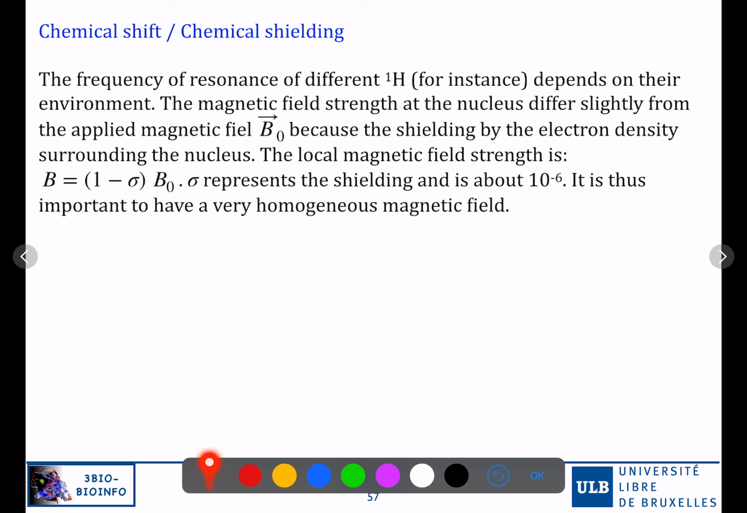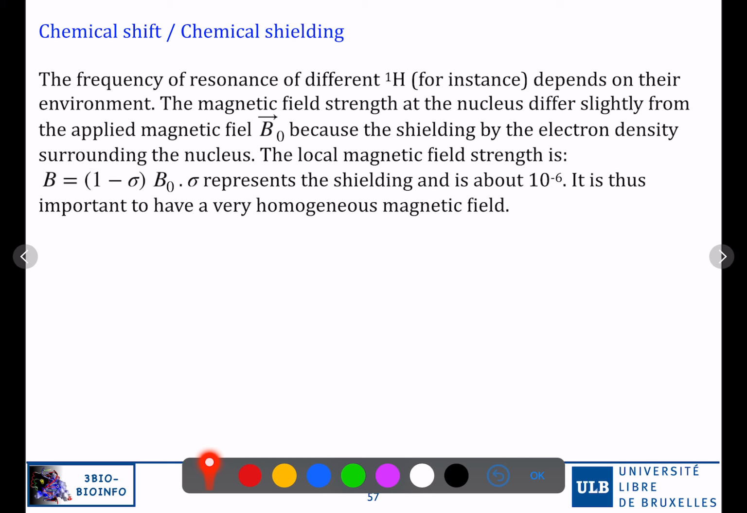And this is important because that means that what you will finally measure is in fact related to the neighborhood of the different nuclei. And so you can obtain information about this neighborhood, and so information about the structure. And that is really important.